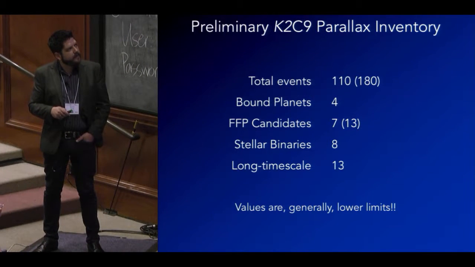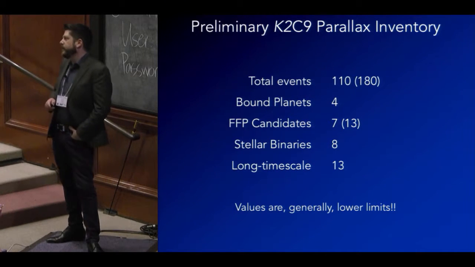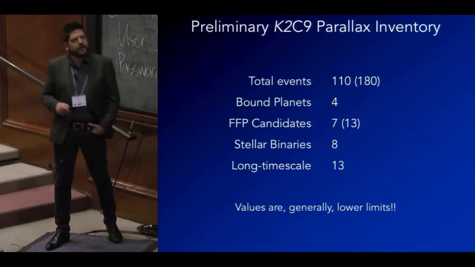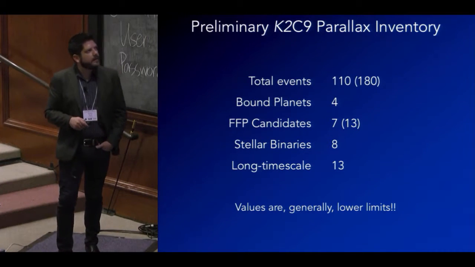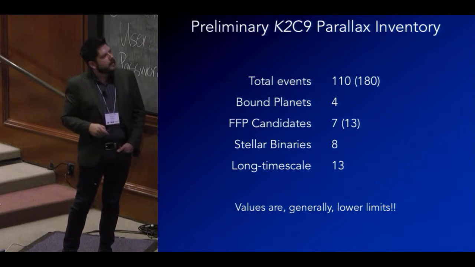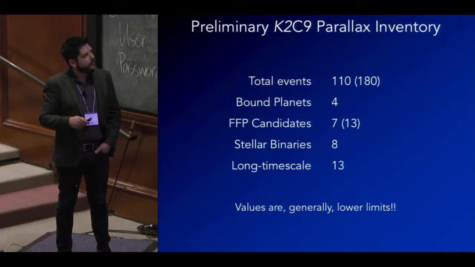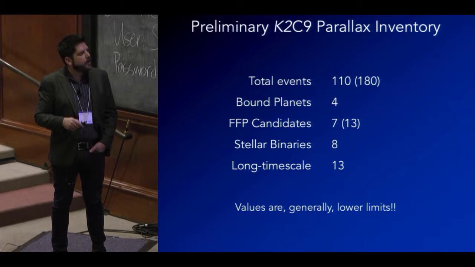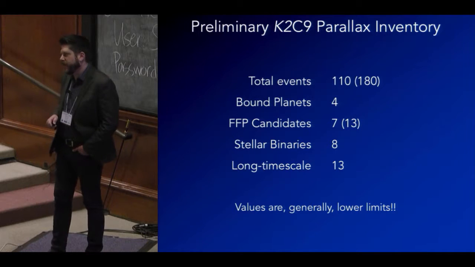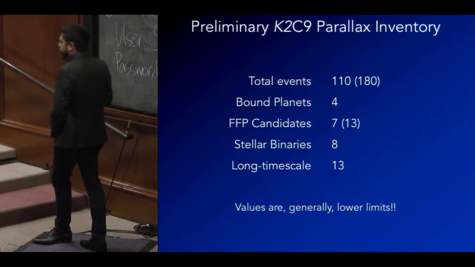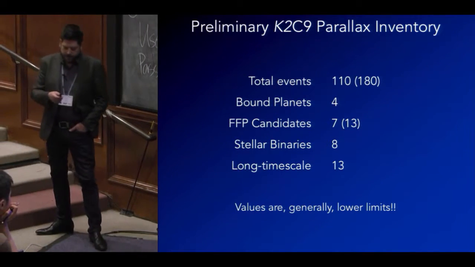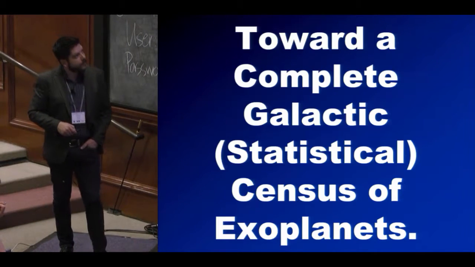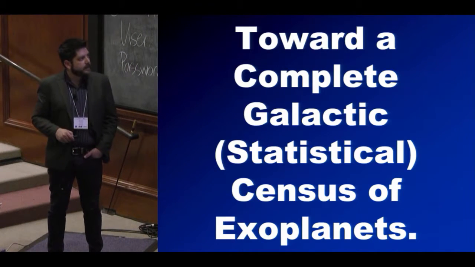And so we expect roughly 7 free-floating planet candidates. Again, I say candidates because we don't know if these short timescale events are actually due to free-floating planets or not. That's what we're going to try to test. And we'll find a total of 100 events. And this is probably a lower limit because we'll probably find events in the K2 data that we will not find in the ground-based data. Okay, so that's K2.